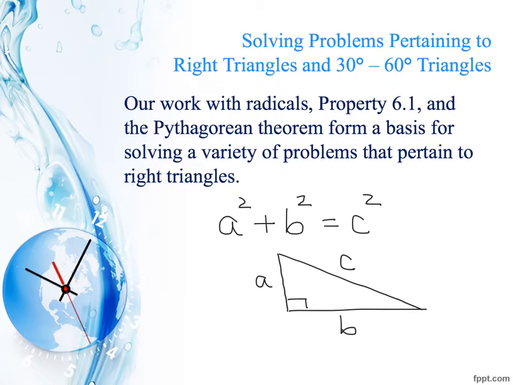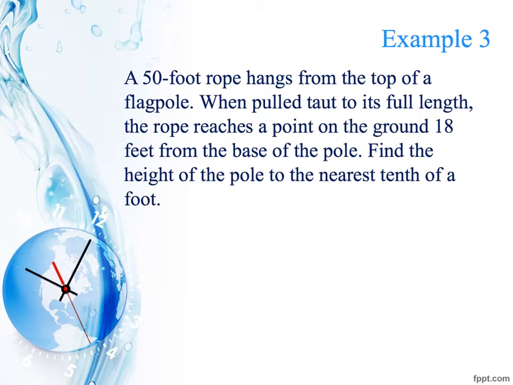So we're going to be using that Pythagorean theorem here to solve some problems that involve quadratic equations. And you can clearly see that this is a quadratic equation, a squared plus b squared equals c squared, because the highest exponent on any variable is 2. So let's say that a 50-foot rope hangs from the top of a flagpole. When pulled taut to its full length, the rope reaches a point on the ground that is 18 feet from the base of the pole. Find the height of the pole to the nearest tenth of a foot.